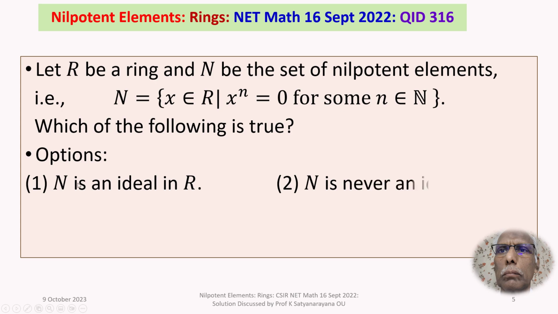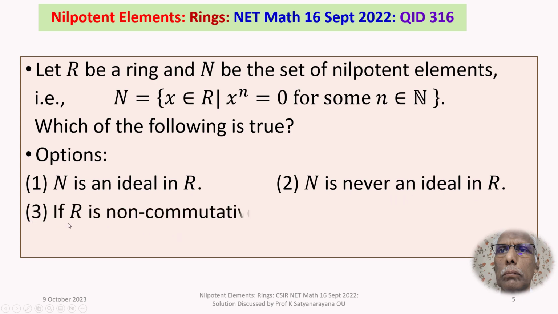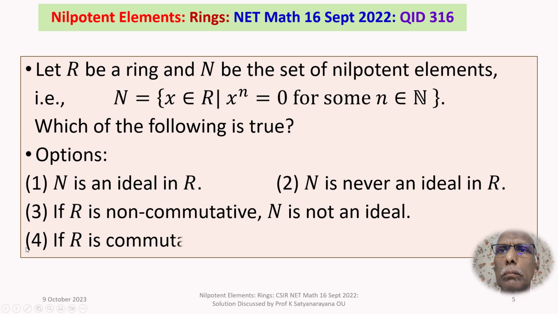Option 1, N is an ideal in R. Option 2, N is never an ideal in R. Option 3, if R is non-commutative, N is not an ideal. Option 4, if R is commutative, N is an ideal.